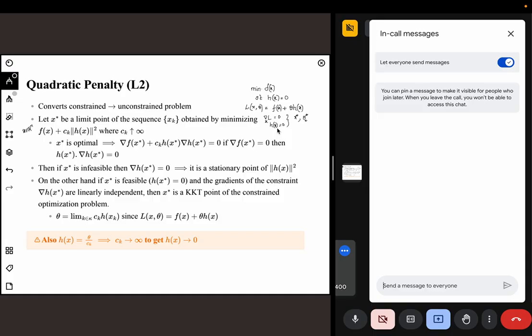But let's say for example x star has h of x not equal to 0. Out of these, one of them can be 0. The first scenario is if x star is infeasible, which means x star is not satisfying this particular equation, h of x equal to 0. Then what would happen is this is not 0, but then del h(x) can be 0 and still this entire equation will turn out to be 0.